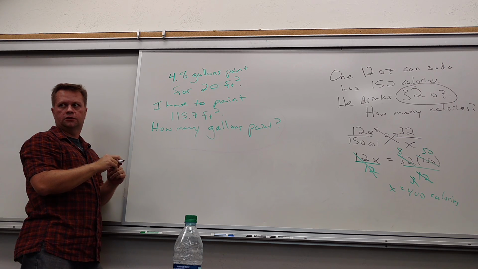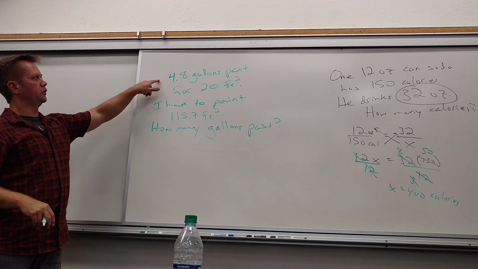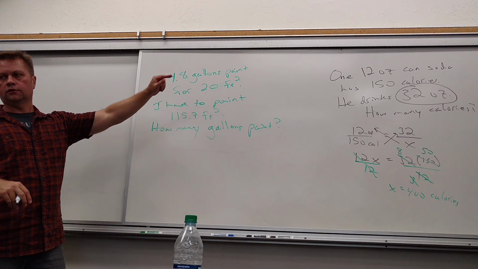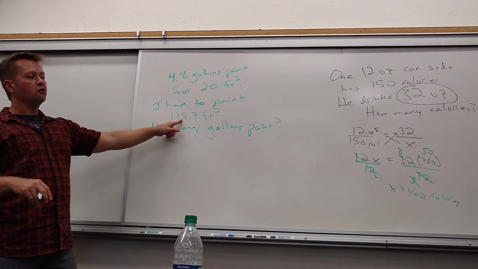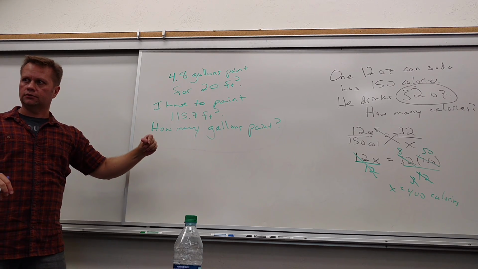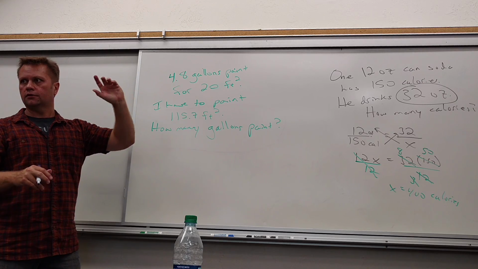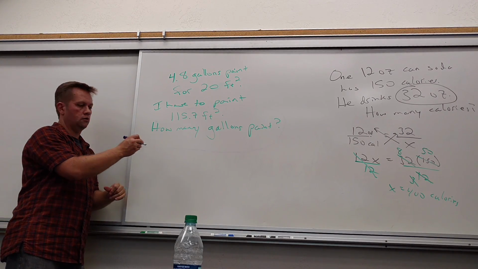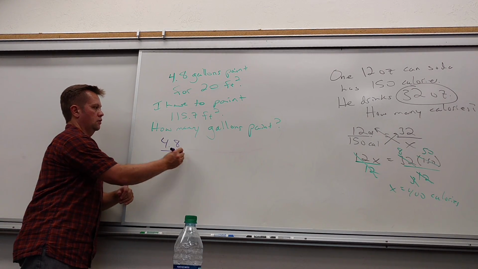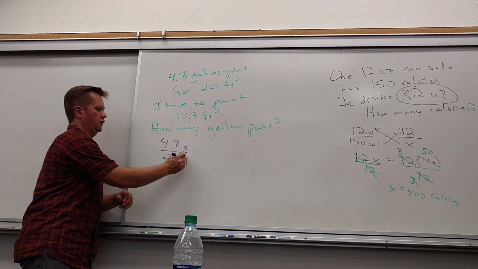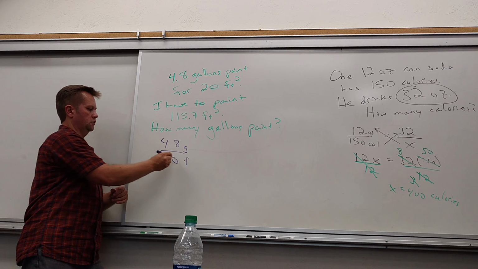Alright, D. You want to help me? So 4.8 gallons of paint needed for 20 square feet. I have to paint 115.7 square feet. How many gallons do I need? So 4.8 gallons for 20 square feet. You got gallons over square feet. I like it. Do it.